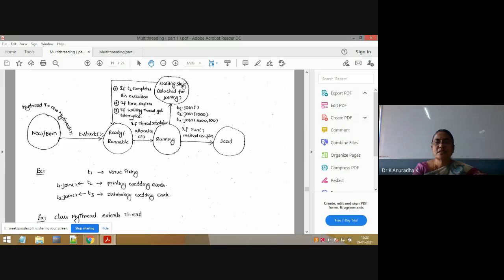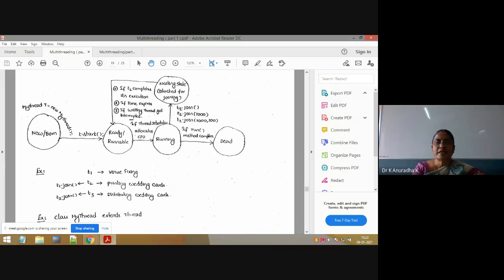Now the question is, from the waiting state to the ready state, when will thread T1 go? These are the points. Inside T1, we can write either T2.join, or T2.join of so many milliseconds, or T2.join of milliseconds and nanoseconds. Here it is time. So T1 goes from the running state to the waiting state.